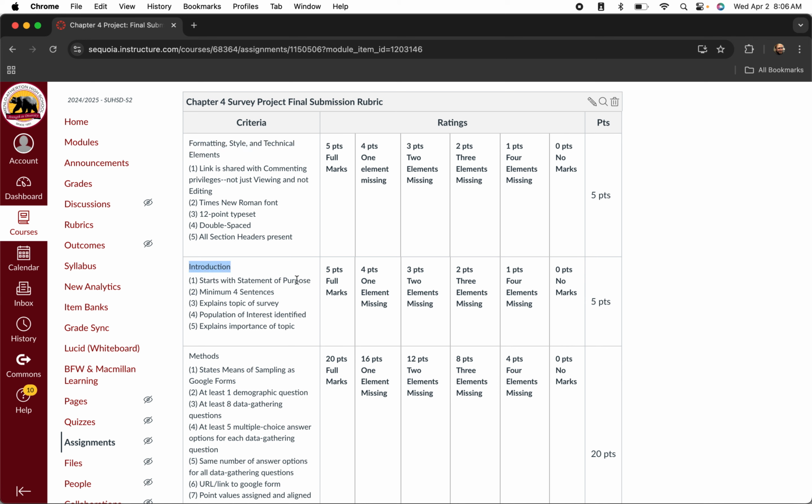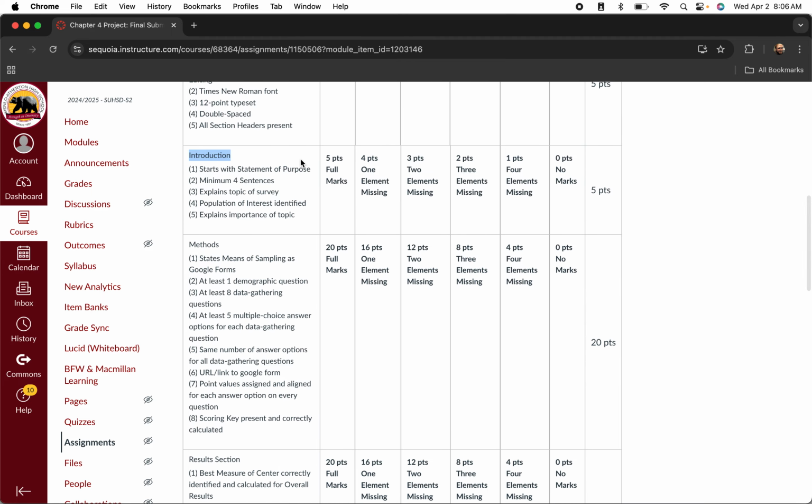Your introduction is worth 5 points. Again, you need to start with our statement of purpose from task 3. Minimum of 4 sentences, but since you had to kind of come up with at least 4 ideas, that should be easy to hit. In those 4 sentences, you need to explain the topic of your survey, identify your population of interest, and explain why this topic is important.